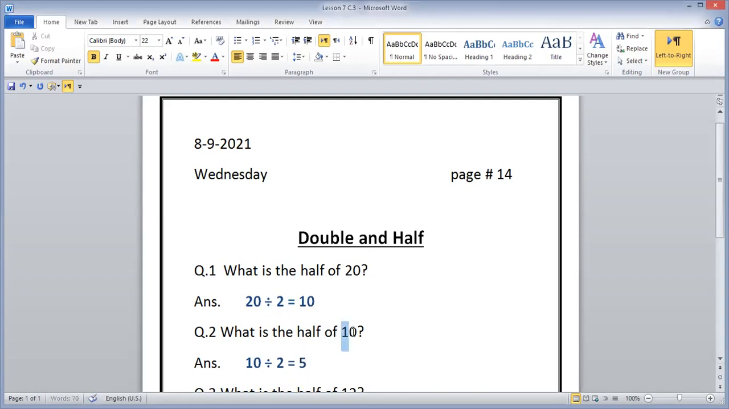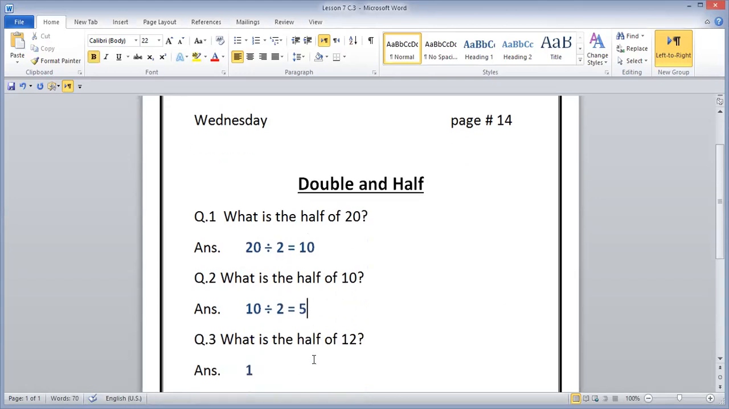As you have to find out the half of 10, you will write 10. Finding out the half, divided by 2. 10 divided by 2 is equals to 5.